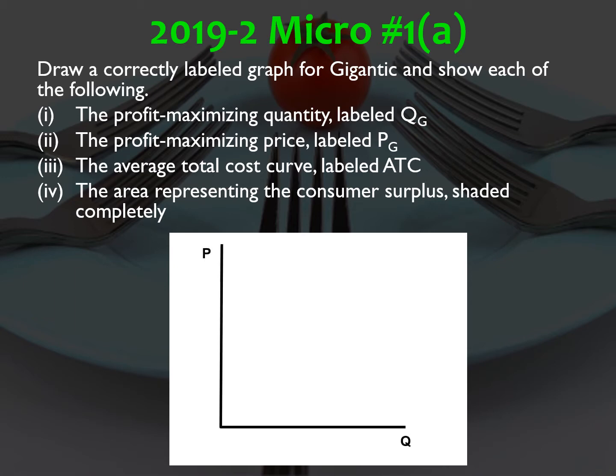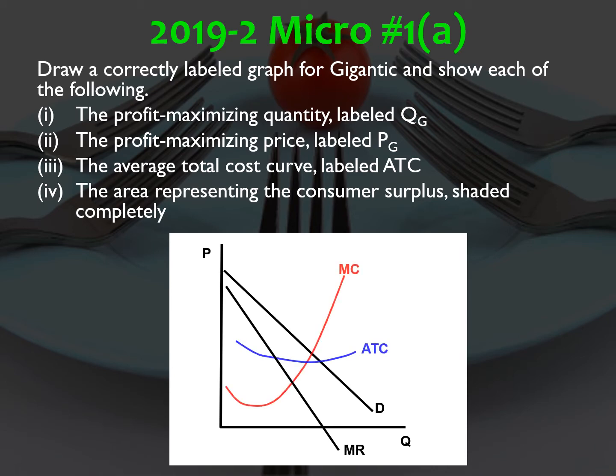So quantity on the x-axis, price on the y-axis, demand greater than marginal revenue, marginal cost intersecting ATC at the minimum of ATC. And so the profit maximizing quantity, QG, is at the quantity where MC intersects MR. You would go up to the demand curve to find the price, so that's PG. Average total cost curve, you got ATC. Consumer surplus is the area below the demand curve and above the price. So that purple shaded area represents consumer surplus.